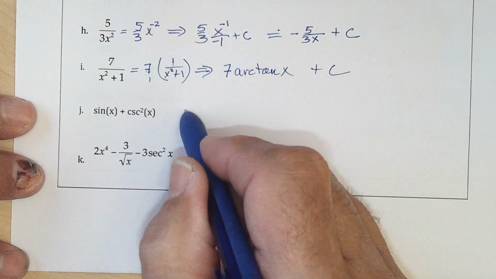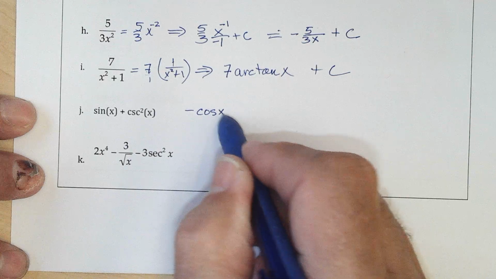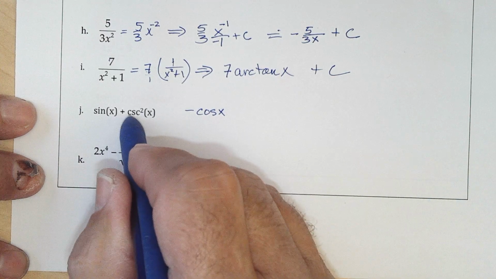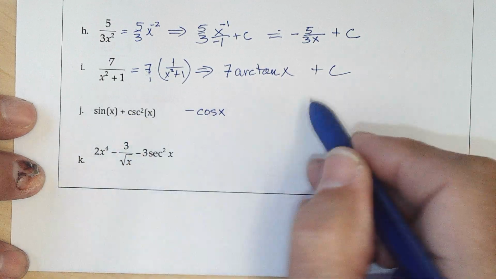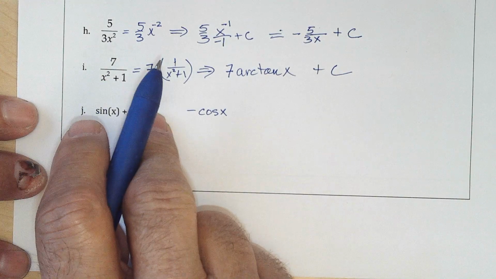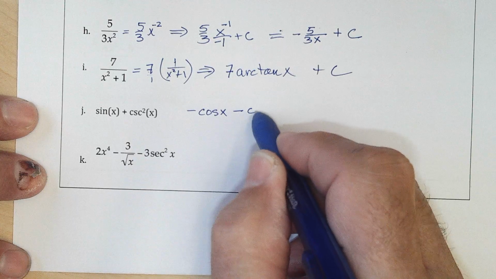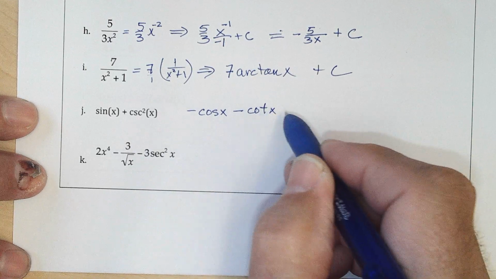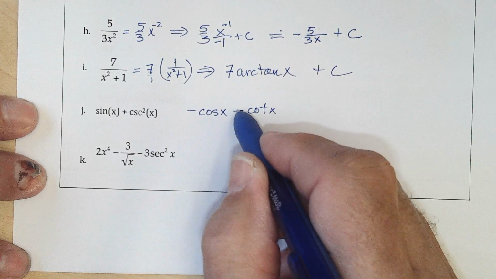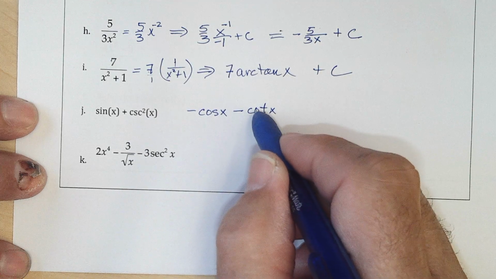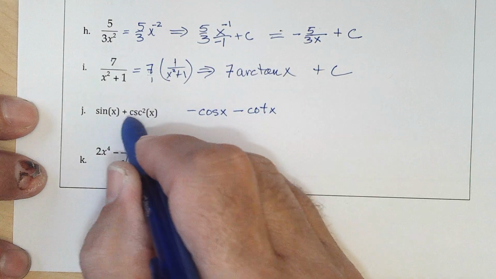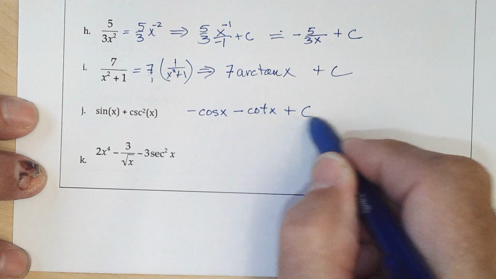Antiderivative of sine, negative cosine x. Antiderivative of cosecant squared x, that's negative cotangent x, because the derivative of cotangent is negative cosecant squared x, so it becomes that, plus c.